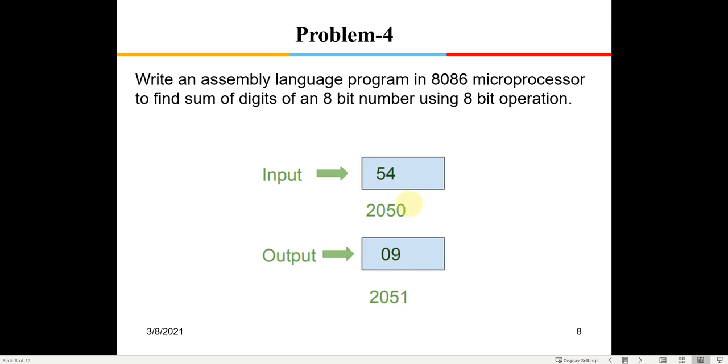Okay, now one more program we will take. Write an assembly language program to find the sum of digits of an 8-bit number. So this is 5 and 4. What we need to do is add this 5 and 4 and write 9 in the output. Sum of digits means that in the hexadecimal representation we have to add the second nibble with the first nibble. So this is the answer which we require.